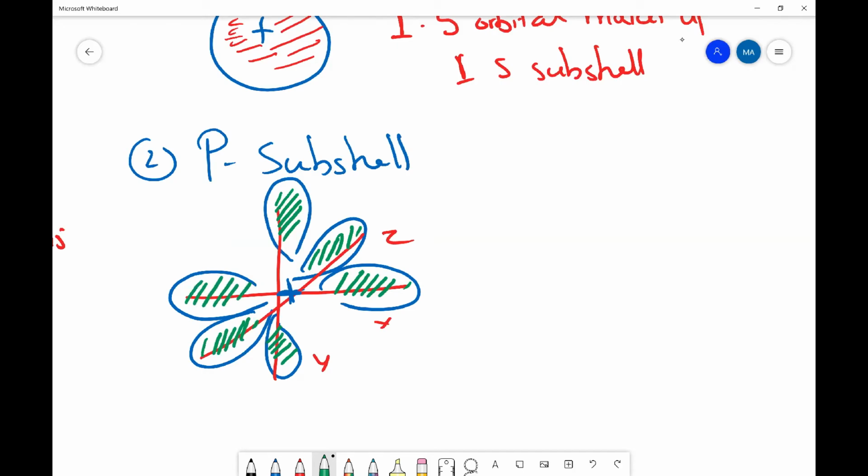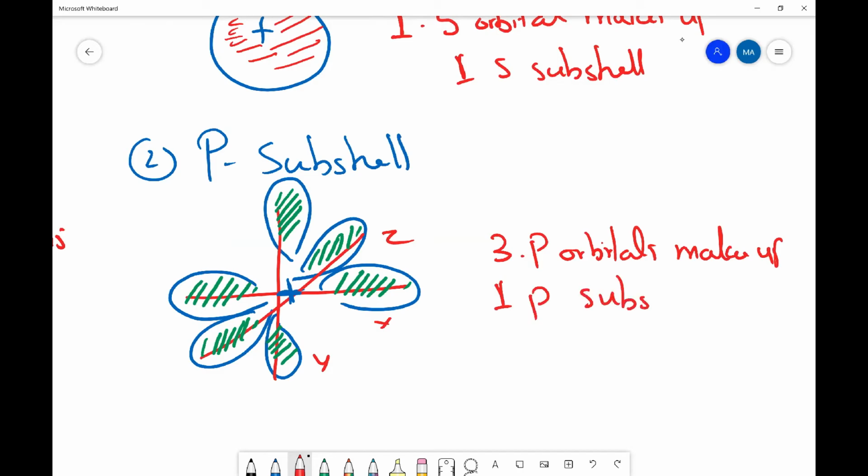So what we can say here is that 3 p orbitals make up one p subshell. And on the axes, you can call them px, py, and pz. Let's say this is a px orbital, this is a py orbital, and this is a pz orbital. When px, py, and pz combine, they make up one p subshell.